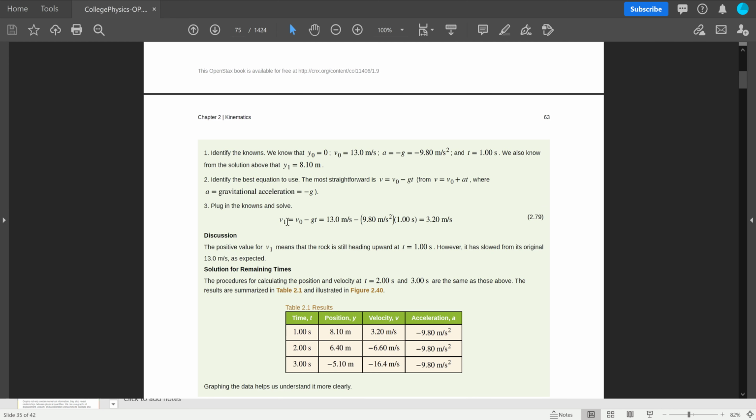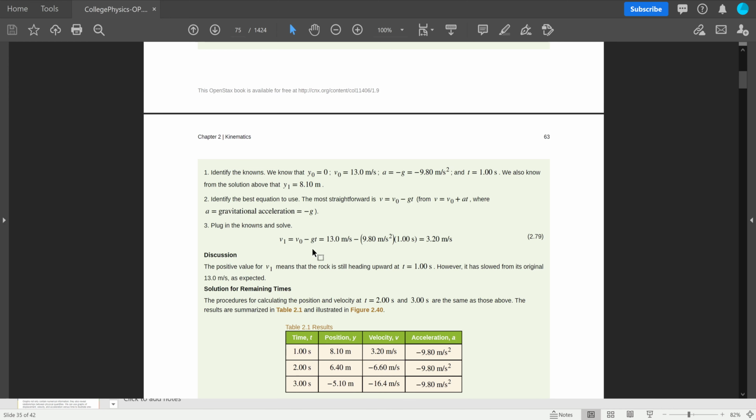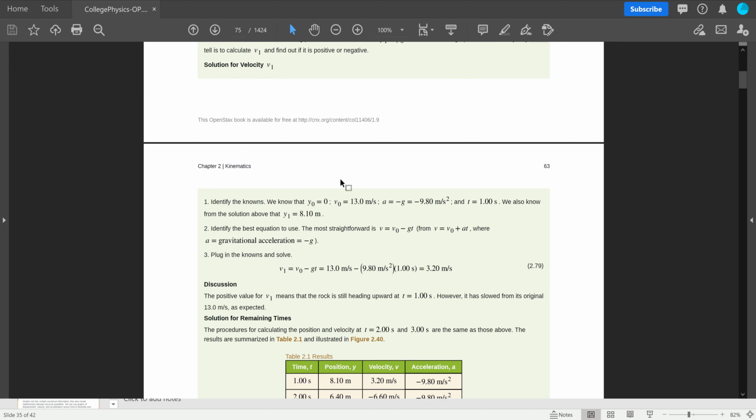Here we have our V1 is equal to V initial minus GT. So this is finding our first velocity after 1 second. And we're using this equation because we know our initial velocity, which is 13. We know our gravity, and we also know our time, right? So plugging all this in, we know that it's 3.28 meters per second here.